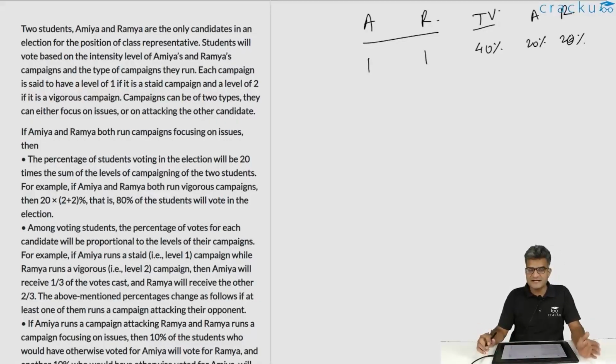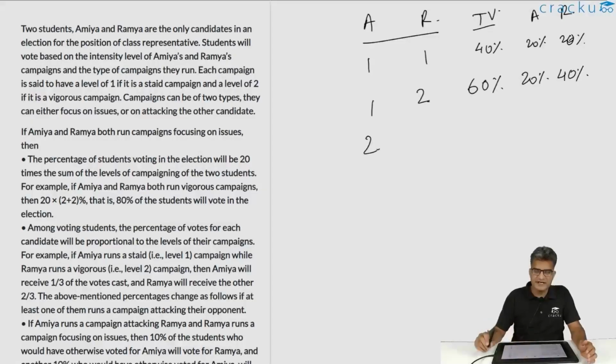Suppose Amiya is running a stoic campaign and Ramya is running a vigorous campaign. The total voting percentage will be 20 into 1 plus 2, that is 60%. And the number of votes that Amiya will get will be 1/3 of 60%, which is 20%. And the percentage of votes that Ramya gets will be 40%. This is before we actually look at whether they're attacking each other personally or not.